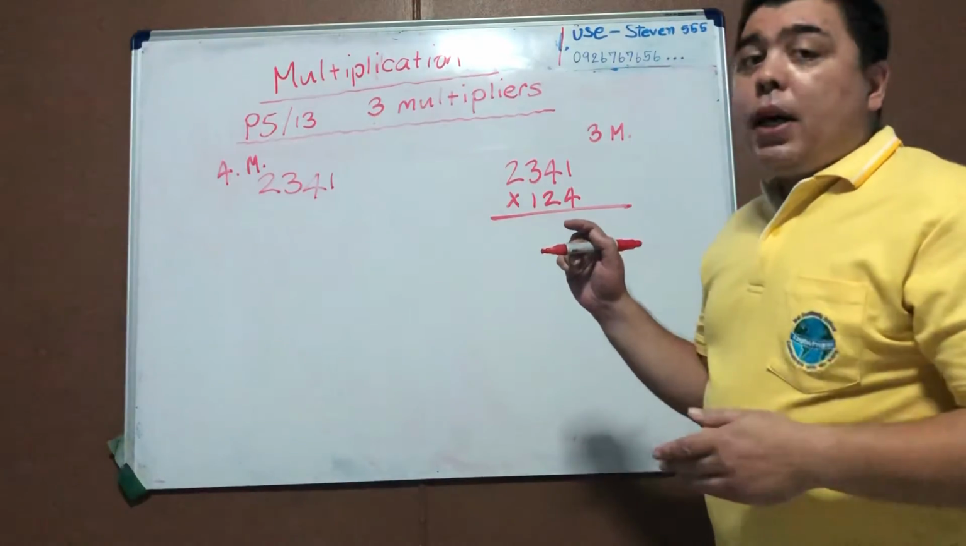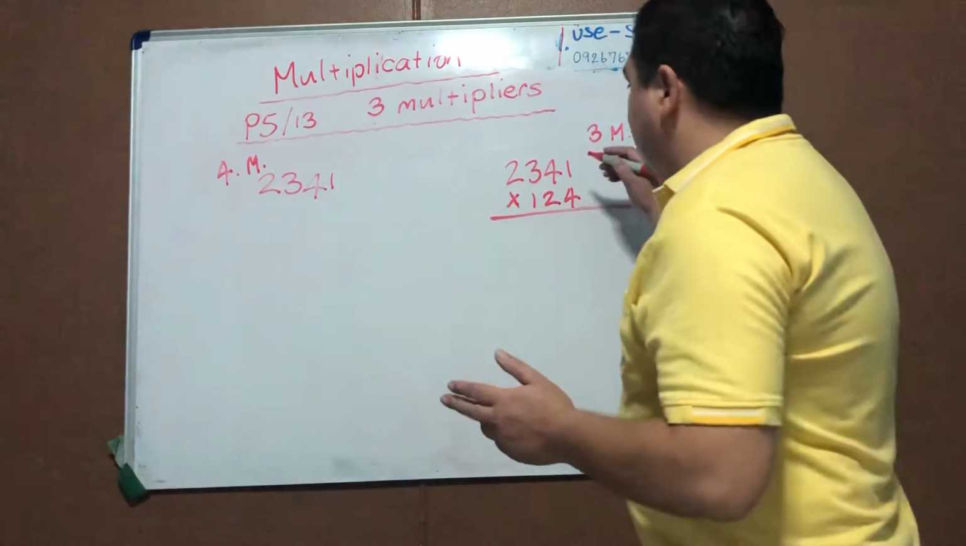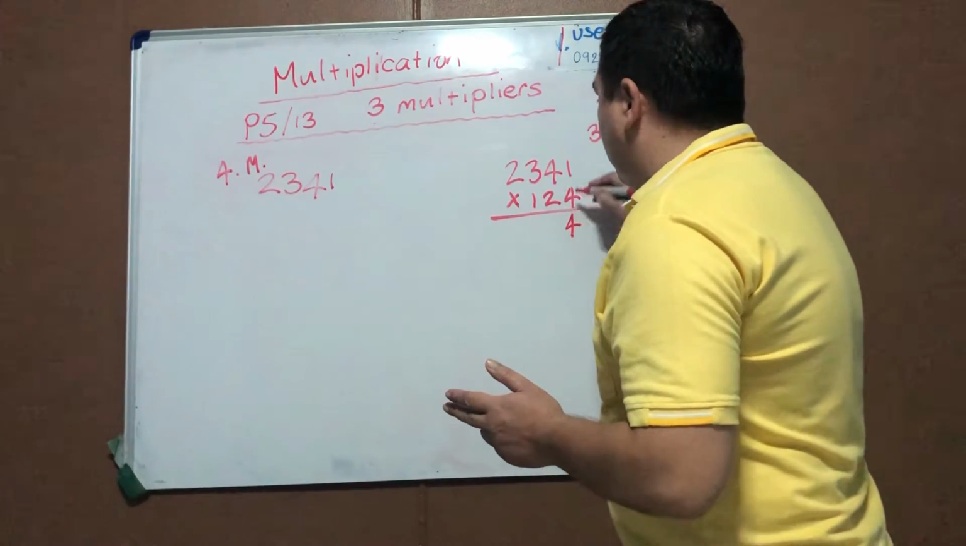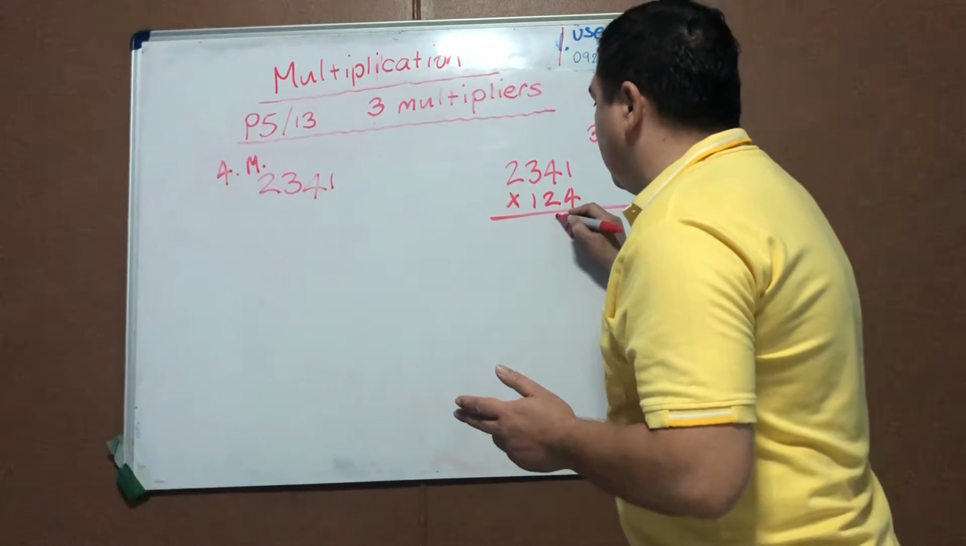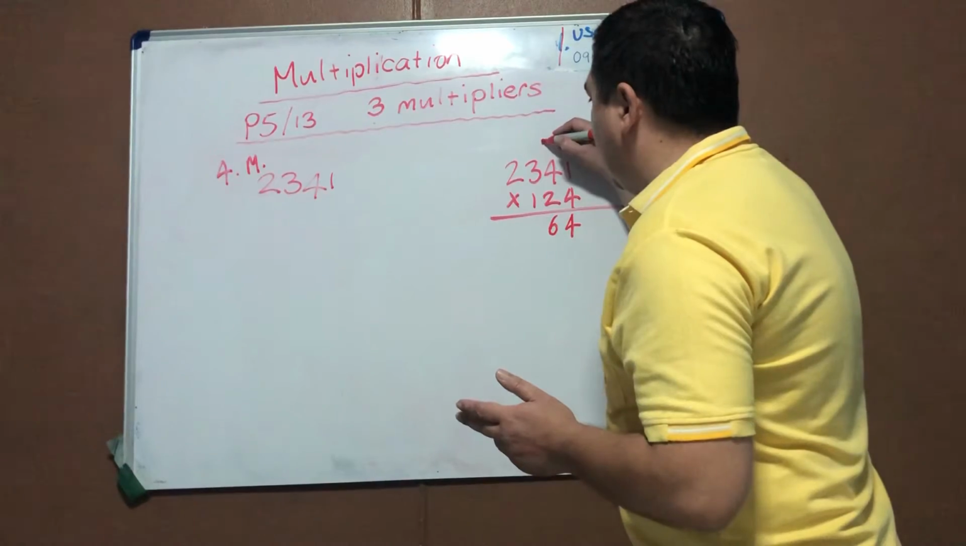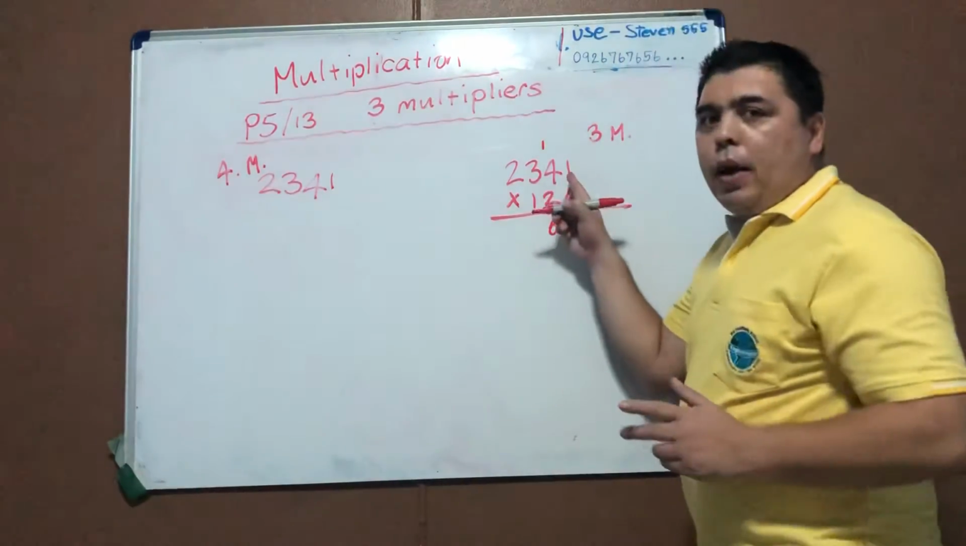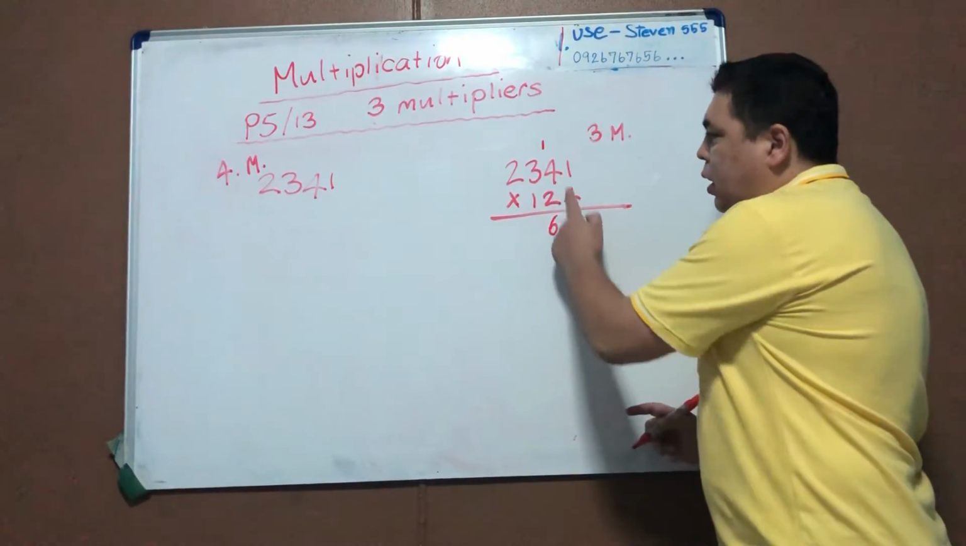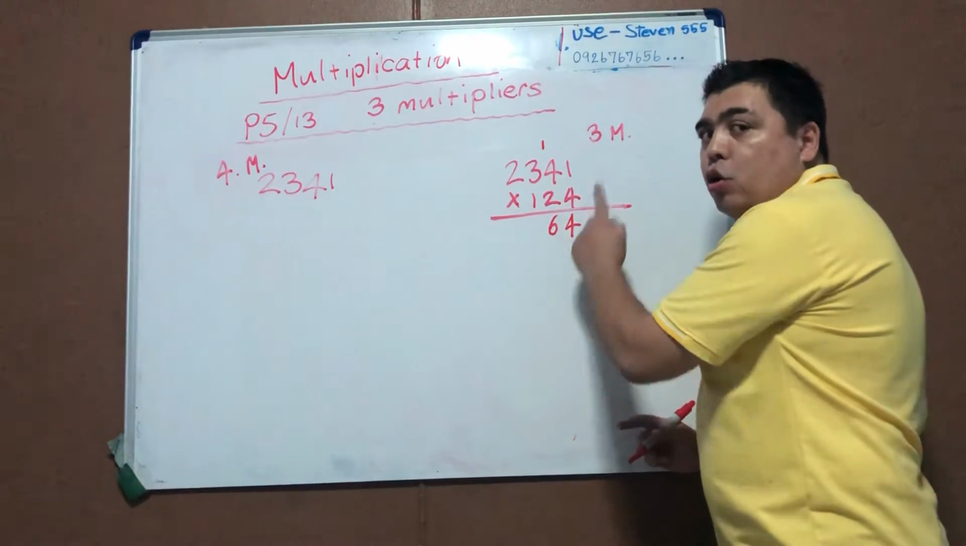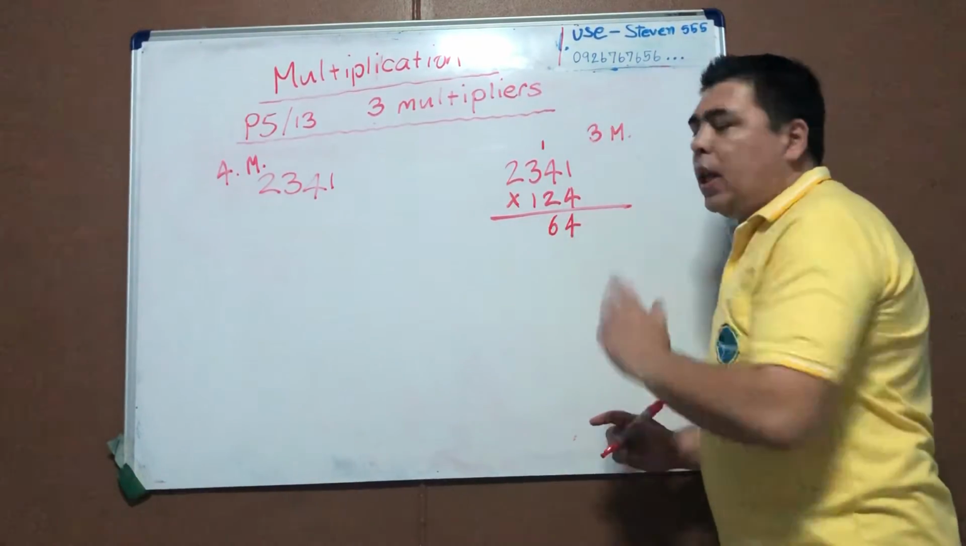So let's begin. 4 times 1 is 4. 4 times 4 is 16. Put down the 6 and carry the 1. Now look what I'm doing. I'm making sure it's in a straight line. We always make sure it's in a straight line.